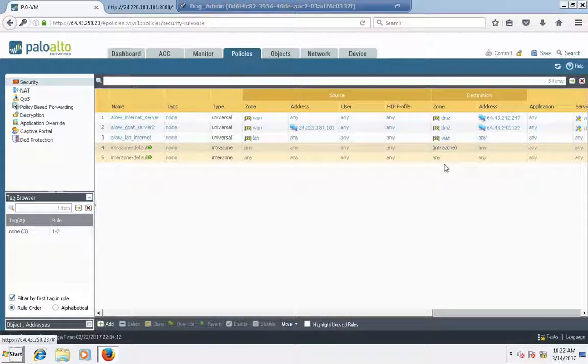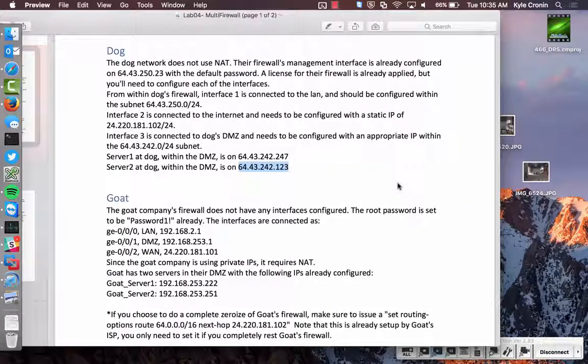So, any other questions? Nothing? Okay. So with that, we will put a fork in Lab 4.